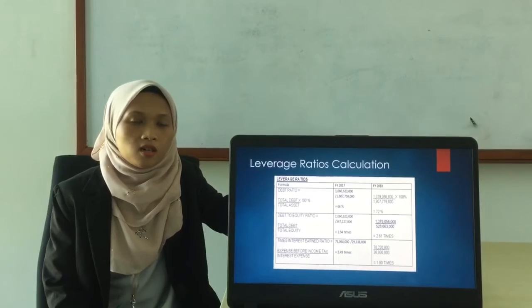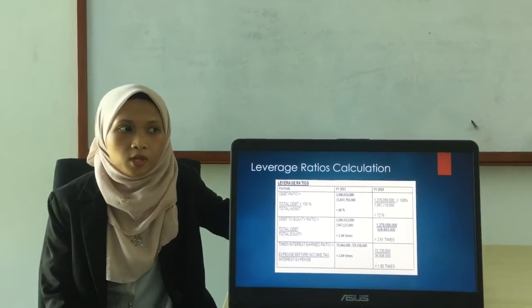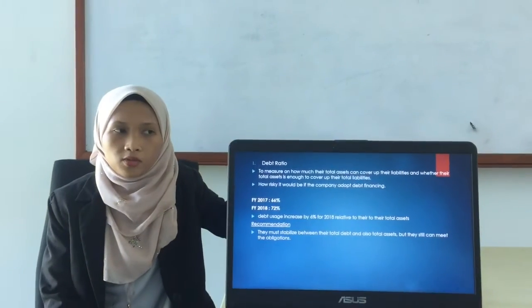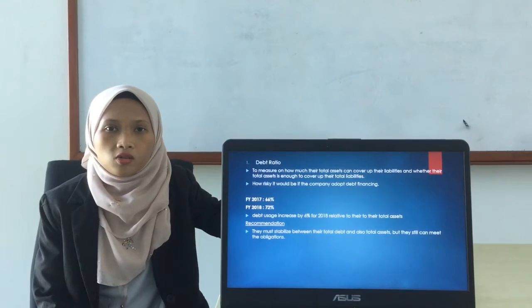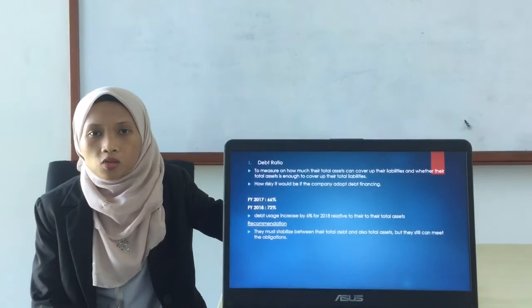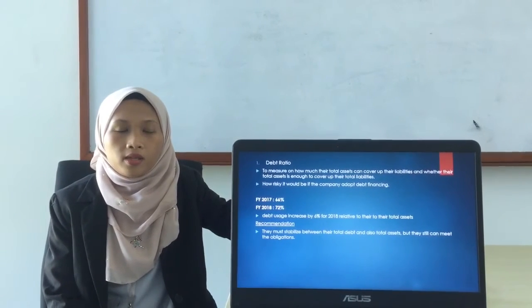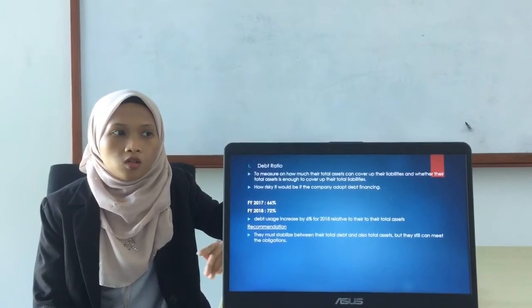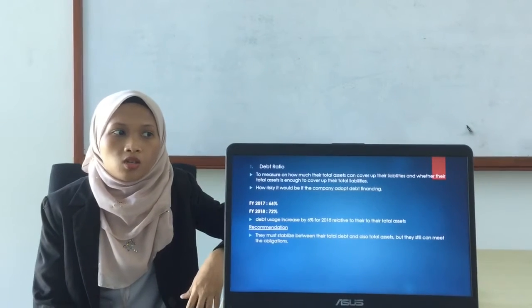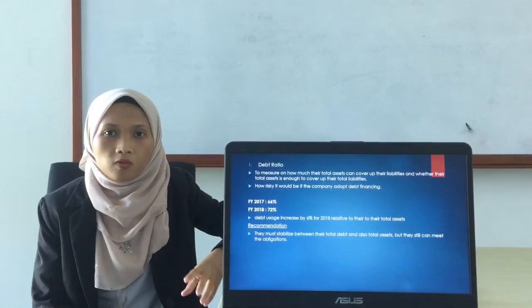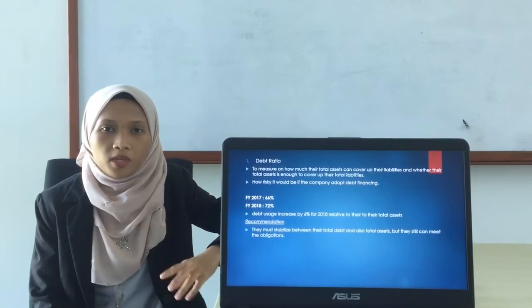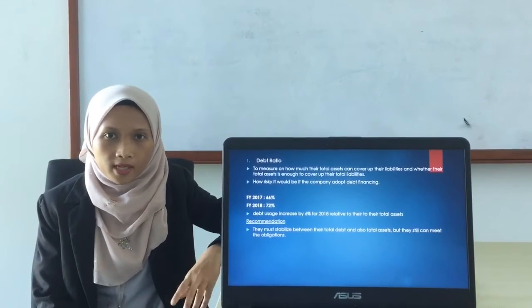Okay, the first leverage ratio is debt ratio. The debt ratio is used to measure how much their total assets can cover their total liabilities, and whether their total assets are enough to cover their total liabilities. Debt ratio also measures how risky it will be if they continue to adopt debt financing.